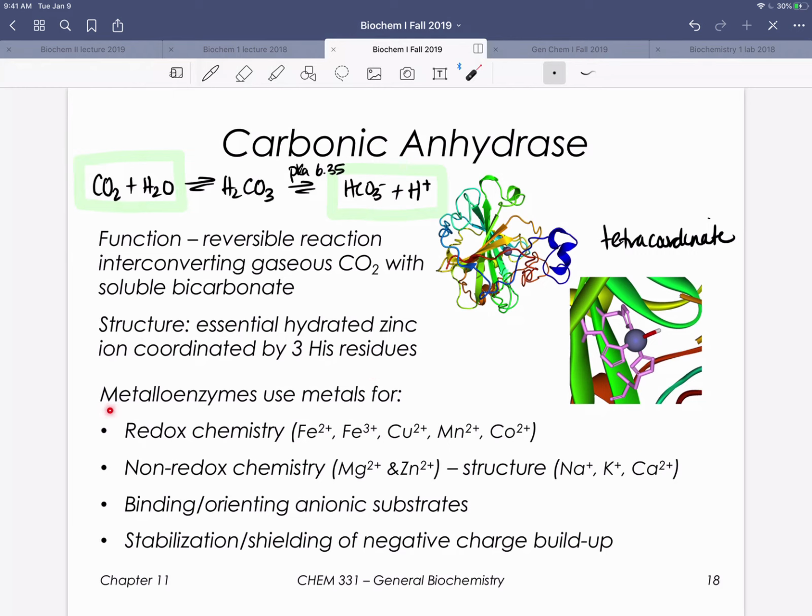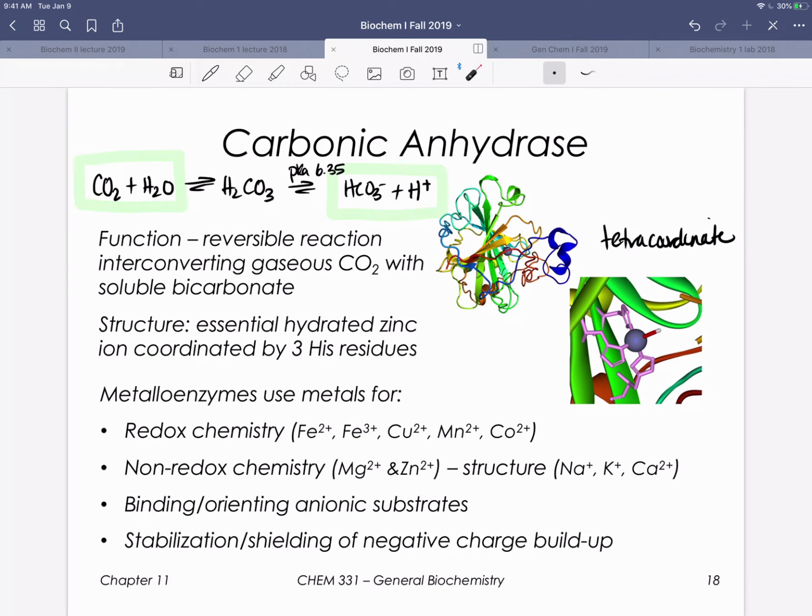So any enzyme that requires a metal, we call it a metalloenzyme. Maybe we need some chemistry to happen on a redox front. So maybe we've got iron that can toggle back and forth between iron 2+ and iron 3+. We'll see this a lot when we look at enzymes in the electron transport chain. Those enzymes do a lot of redox chemistry with metals that are going to be able to shuttle and ferry those electrons back and forth in enzymes of the electron transport chain.